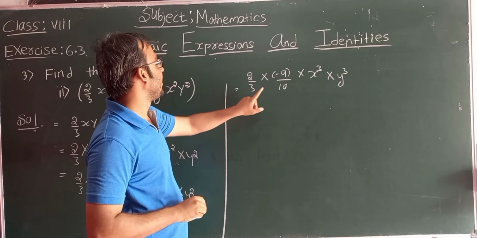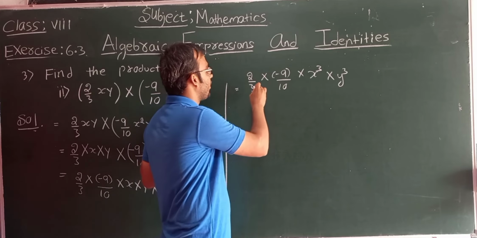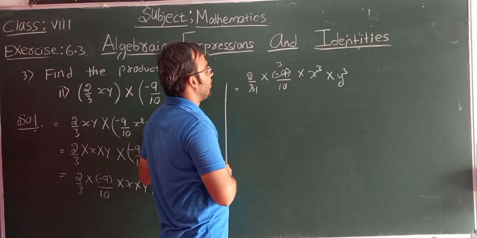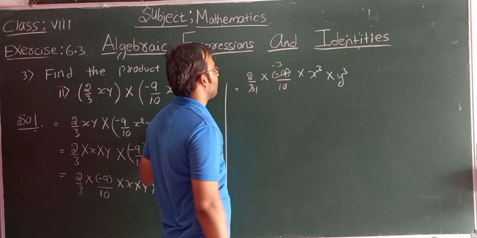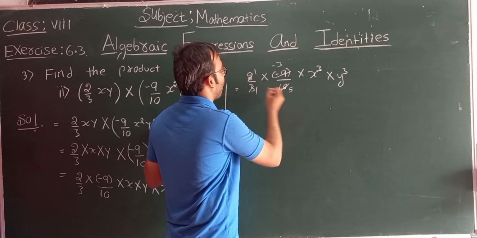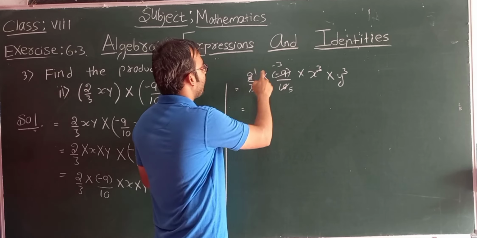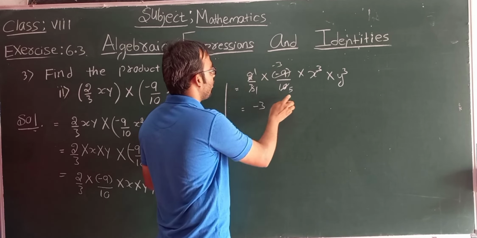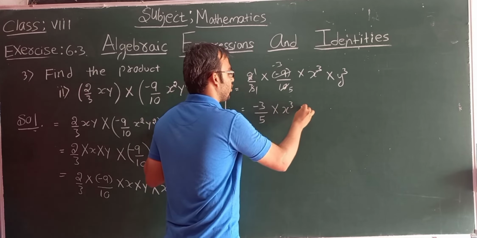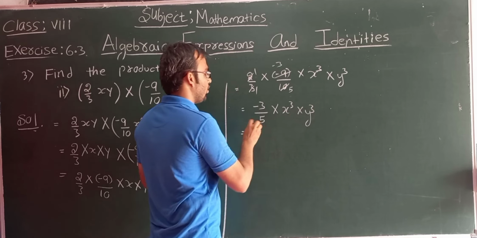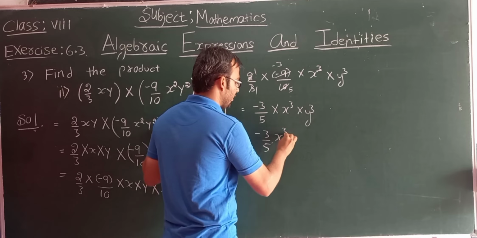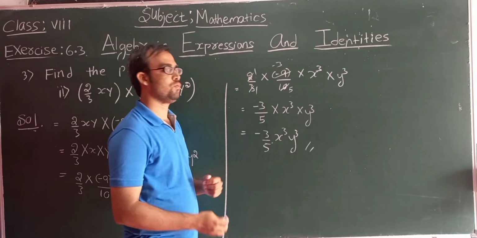Now students, look at here, we can cancel this. 3 ones are 3, 3 3s are 9. As here there is a minus, so write minus. Now 2 ones are 2, 2 5s are 10. Then here 1 into minus 3 is what? Minus 3. 1 into 5 is what? 5. Then write this one, x cube into y cube. So when we multiply this, what we are getting? Minus 3 by 5 x cube y cube is the solution for this problem.